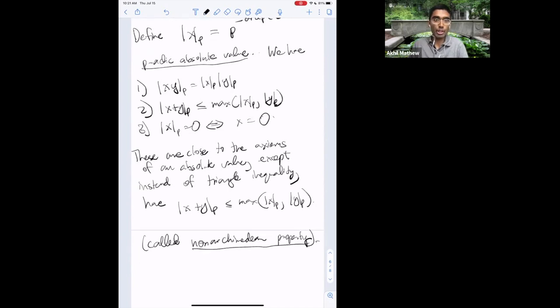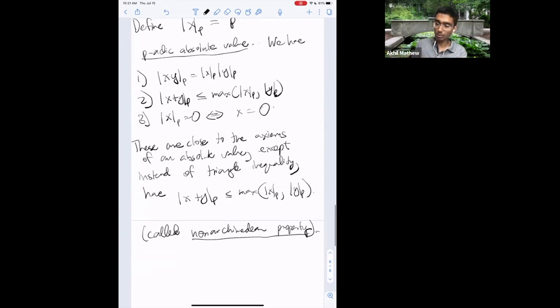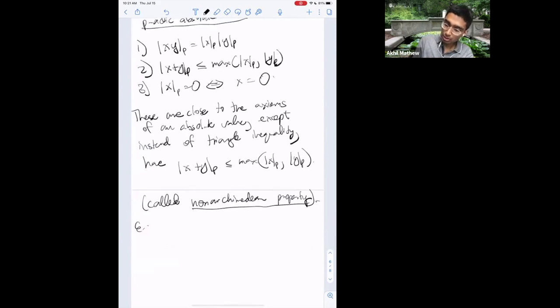So for example, this is saying that if you have any integer, its p-adic absolute value is at most 1. So the p-adic absolute value is less than or equal to 1 on the integers Z. And where is it large? It's large on something like 1 over p to the 1,000.